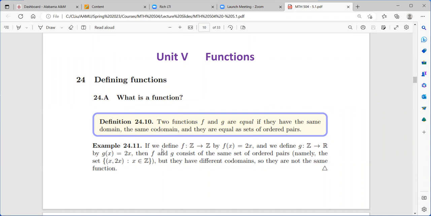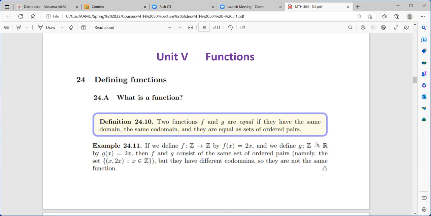For example, if we define a function f from Z to Z by f(x) equals 2x, that's indeed a function, because when you plug in an integer for x, you multiply to get another integer, and you only have one number corresponding to each x for f. So that's a function. Similarly, if you define another function g from Z to R by the same formula, 2x, that's also a function.